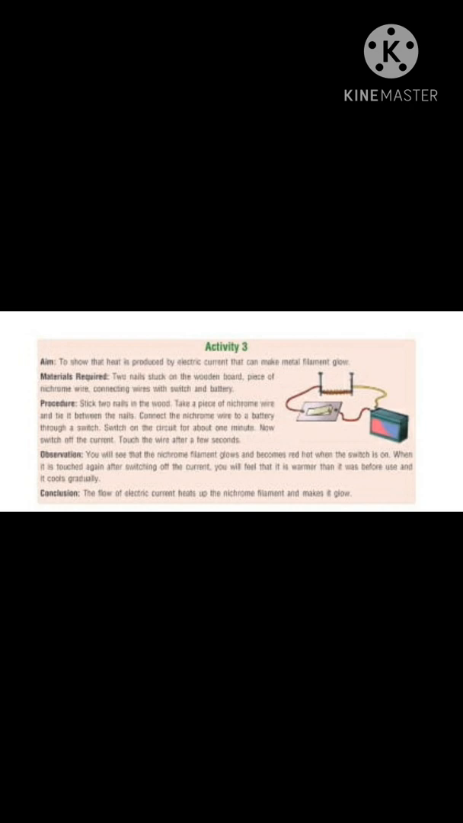Now observation. We will see that the nichrome filament glows and becomes red hot when the switch is on. When it is touched after switching off the current, we will feel that it is warmer than it was before use and it cools gradually. Conclusion: the flow of electric current heats up the nichrome filament and makes it glow. Children, this is again a very simple activity. You can try it.